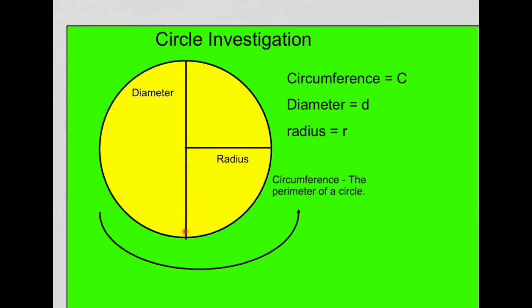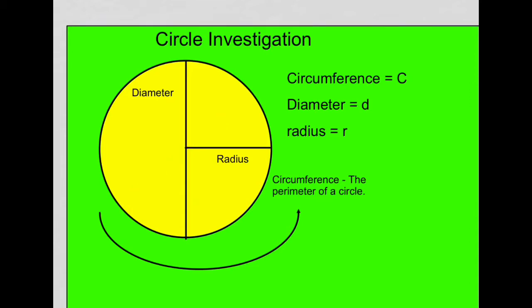Now a diameter has to go through the center of the circle. So doing this would not represent the diameter of a circle because it's not going through the center of the circle. Okay? And I could draw this in any place, right? I could draw the diameter here, just as long as it goes through the center of the circle from one edge to the other. All right?